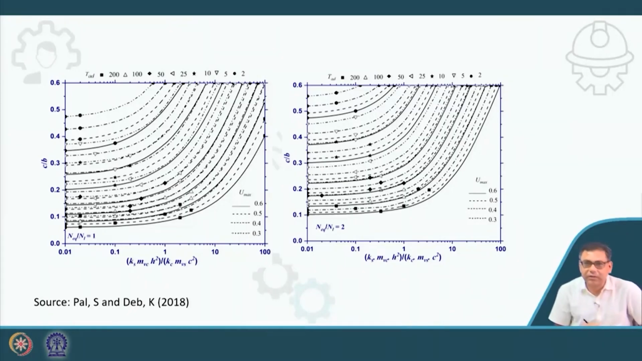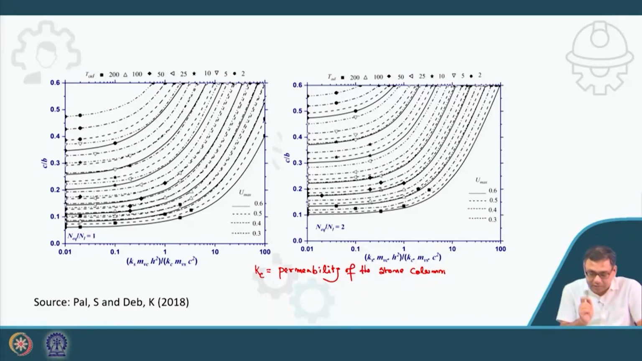Those charts are developed considering the other effects. So, how can we consider the other effects? Here these charts are developed similar to Seed and Booker, but the main thing is that Ks is the permeability of the soil, and Kc is also considered, that is the permeability of the stone column. So the permeability of the stone column is considered. It is not infinite permeability, it is a finite permeability.